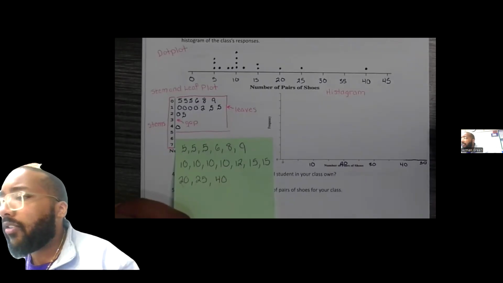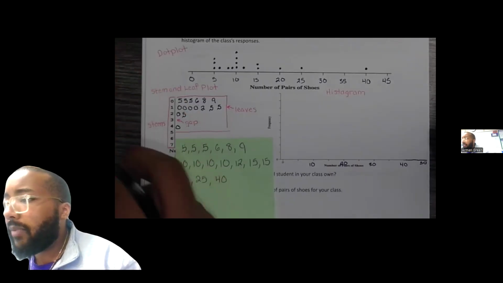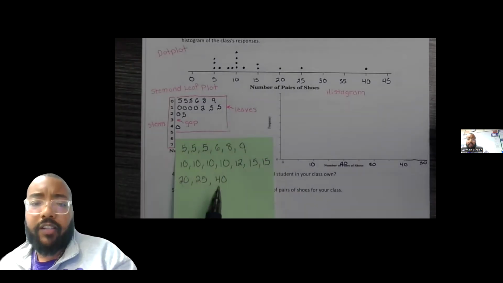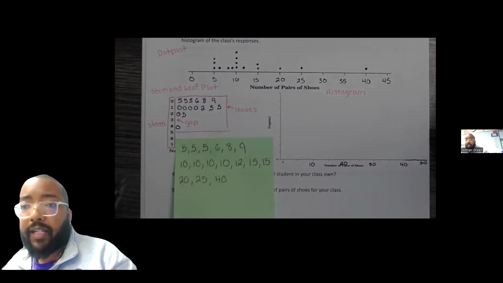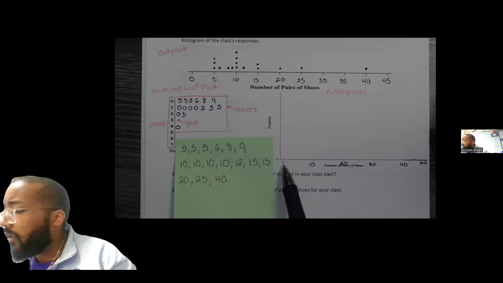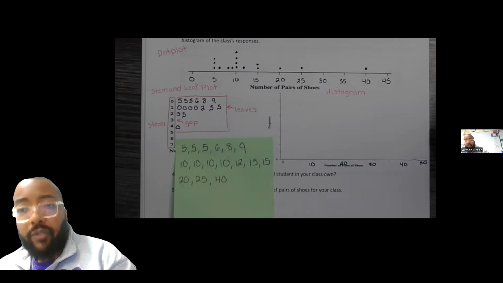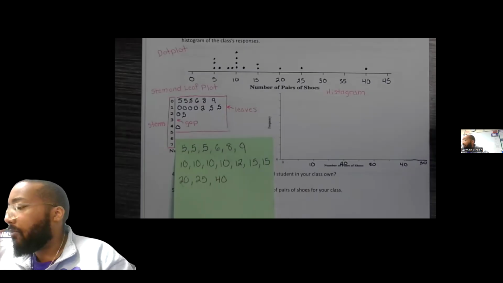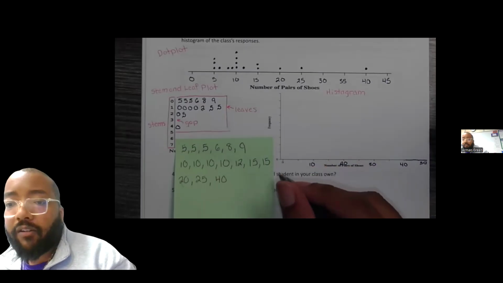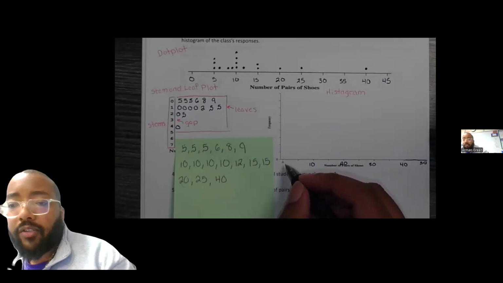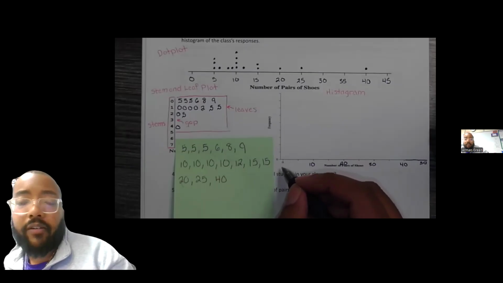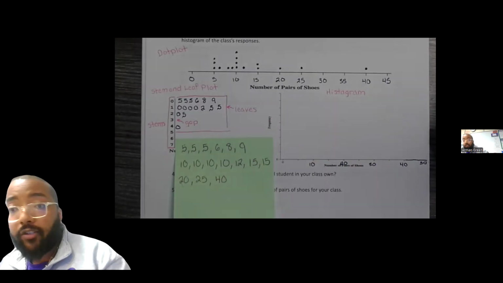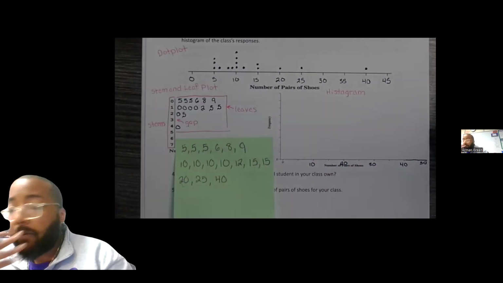Now, how this works is that we are going to be looking at, if you want to use the data here or the dot plot, we're going to be grouping our numbers together. So in this case, we're going to create, you can call it a bar graph if you want to, but it's slightly different, and we'll talk about that in a minute. But we're going to be creating a bar graph almost that shows how many data points or how many dots we see here in a certain range or in a certain interval.